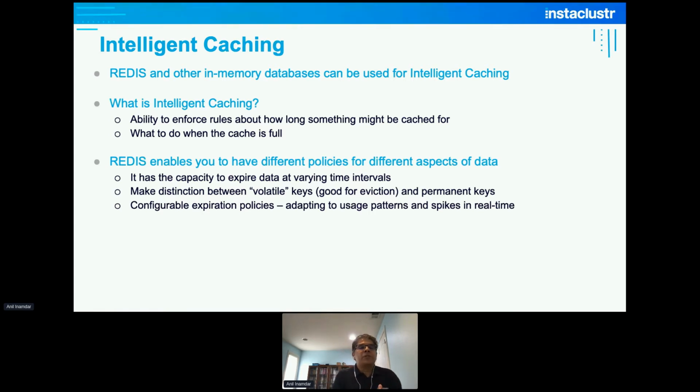Redis enables you to have different policies for different types of data. It has the capacity to expire data at varying time intervals. It can make a distinction between volatile keys and permanent keys. Volatile keys are kind of good for eviction. So if there's a need, you can push the data out. You can configure expiration policies, adapting to usage patterns and spikes in real time. So that is intelligent caching.